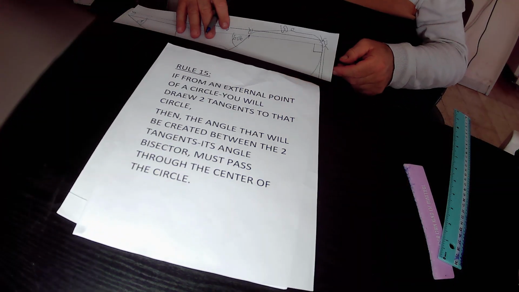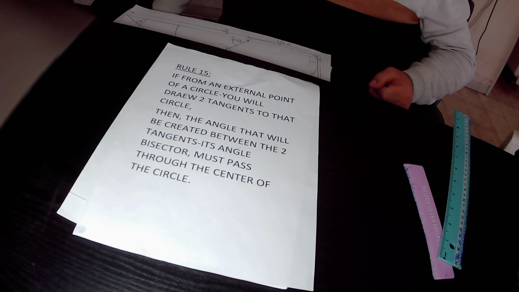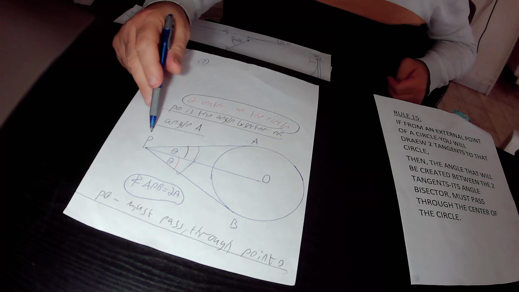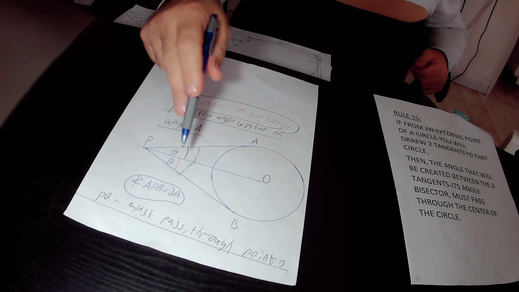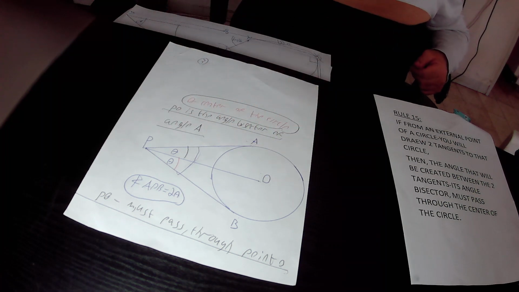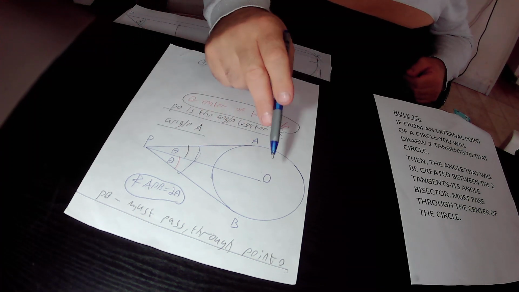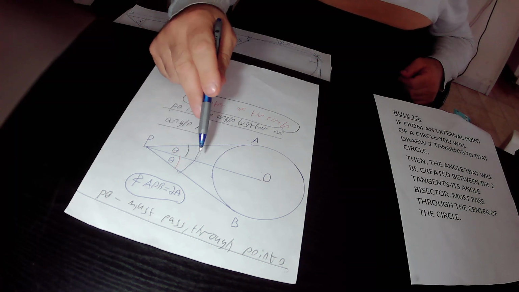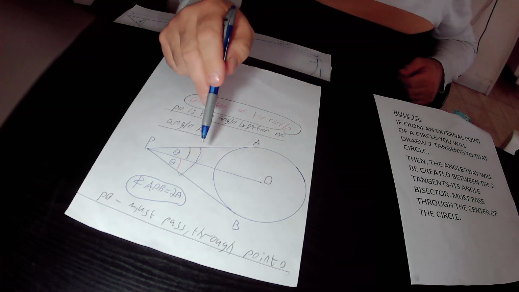According to rule 15, if from an external point of a circle you draw two tangents to the circle, this is the common external point, point P. From this common external point, point P, we have two tangents to this circle, tangent PA and tangent PB. By drawing the two tangents PA and PB, we get here this angle APB. Again, this angle APB is created by drawing tangent PA and tangent PB to this circle.